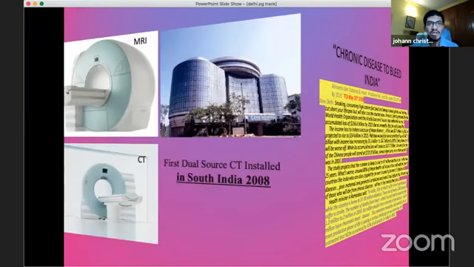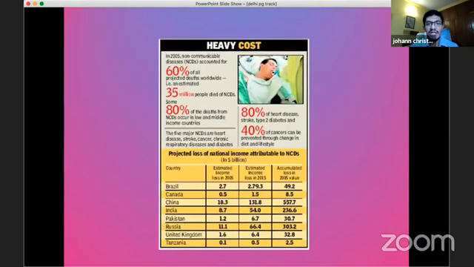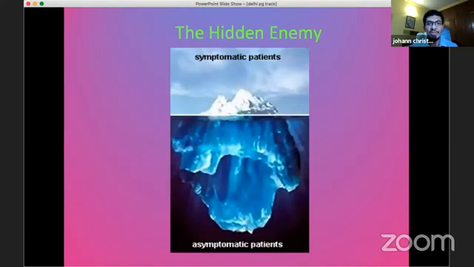It was almost the same year that this very interesting editorial came up in the Times of India, where chronic diseases were to bleed India. India would face a huge burden. This was way back in 2008, and we could see what's happening today. We do realize that India will be paying a heavy cost along with the other developing countries.